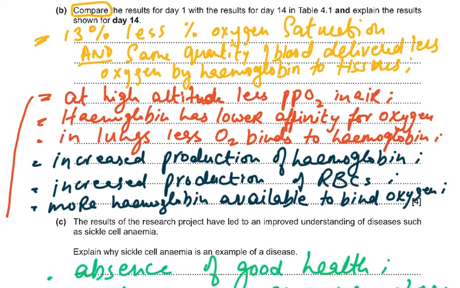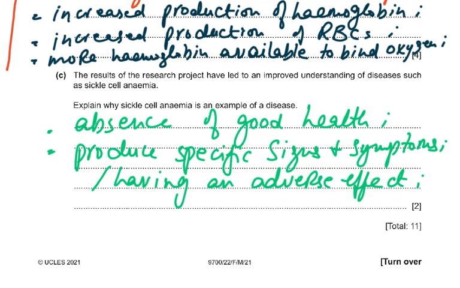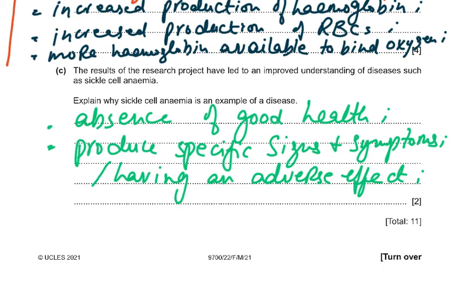Then coming to part C: the results of the research project have led to an improved understanding of diseases such as sickle cell anemia. Explain why sickle cell anemia is an example of a disease. So you see, example of a disease, and if you're in good health, what does that mean? If you're suffering from a disease, what does that mean? It was general English. If I say, I'm fit, I'm healthy, it means I don't have any problems. I'm not breathless, I don't have blood pressure, I don't have diabetes, I'm fine, I'm fit. So explain why sickle cell anemia is an example of a disease: it is absence of good health.